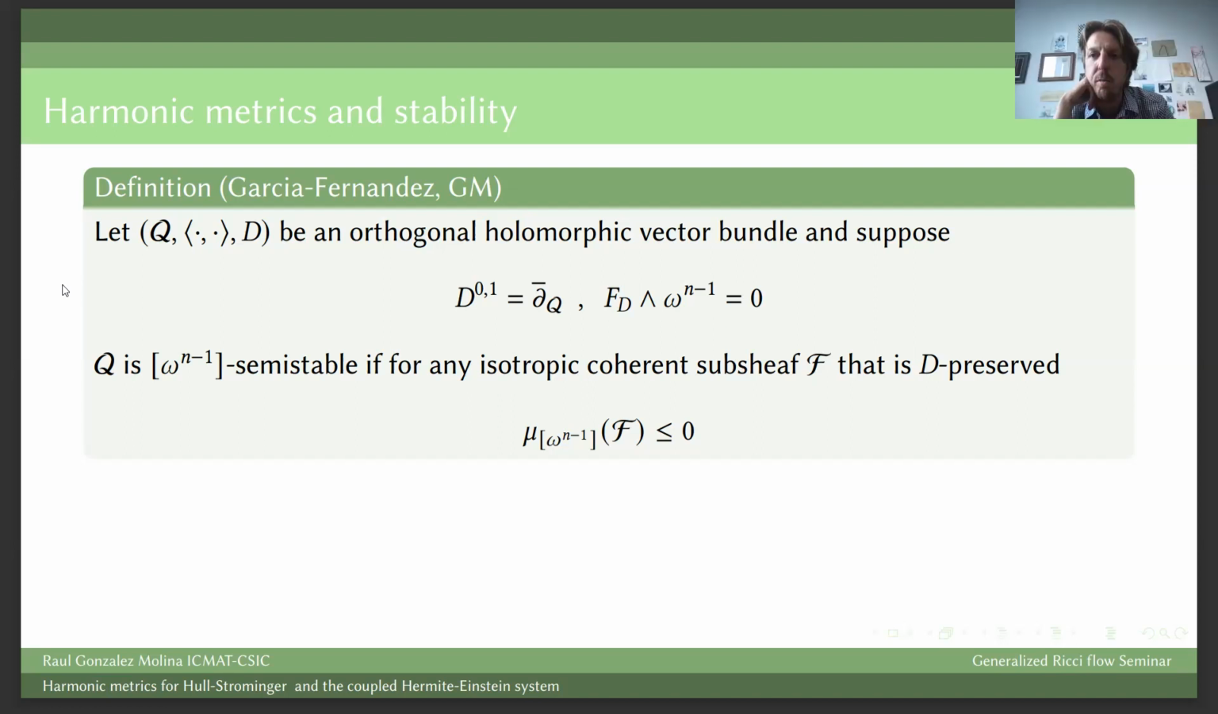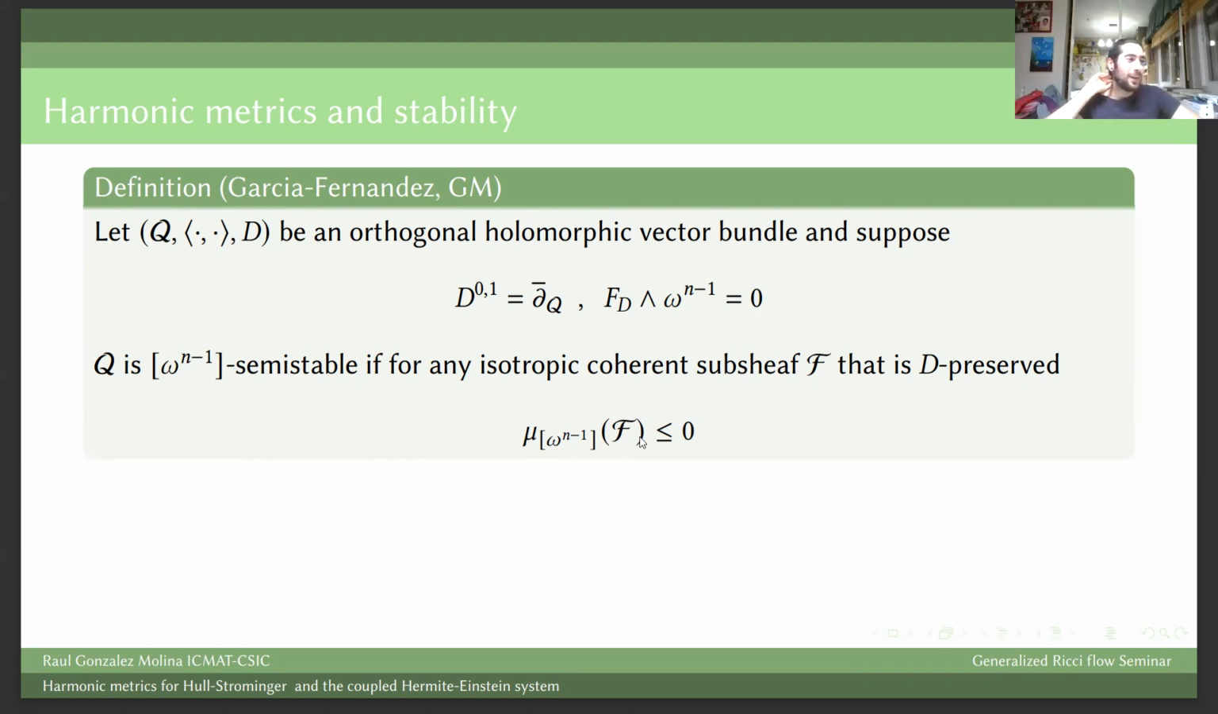Sorry, how does the moment map act on F? I'm confused. On F, you mean the curvature? No, the subsheaf F. Or maybe I'm confused. The meaning of mu sub omega^(n-1) of F. No, sorry, that's just the usual degree. It's nothing to do with that. This mu is the symbol for the slope. Yeah, I didn't say it.